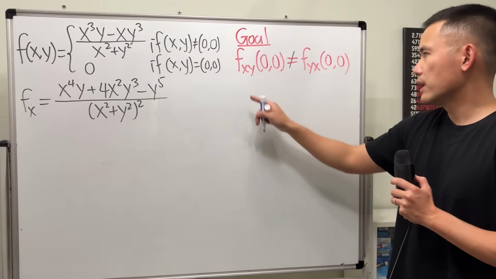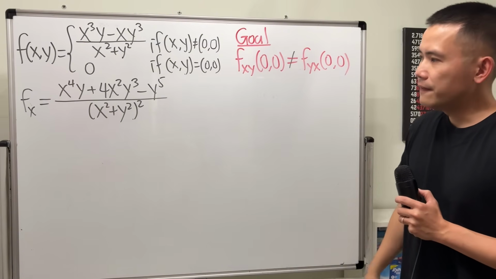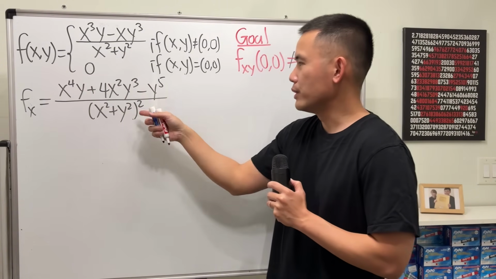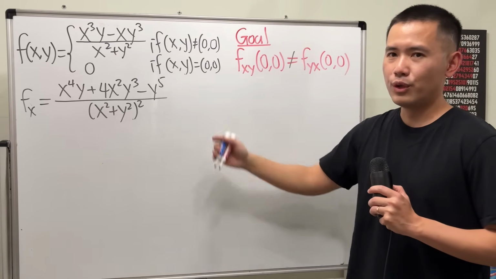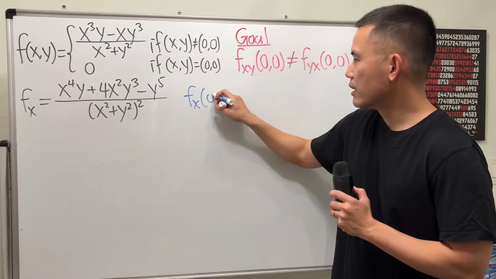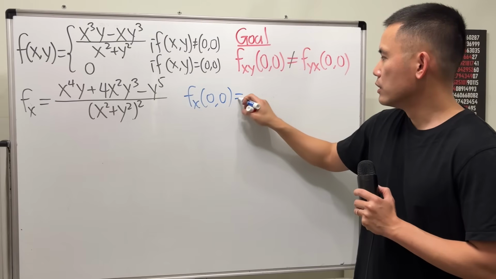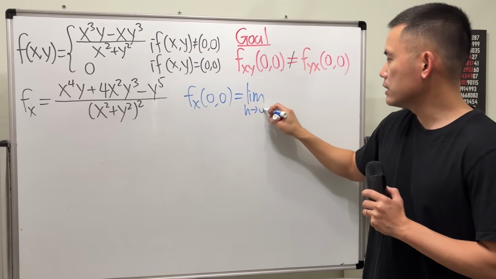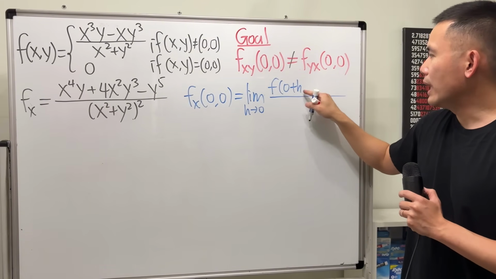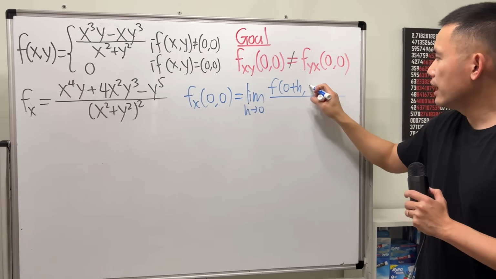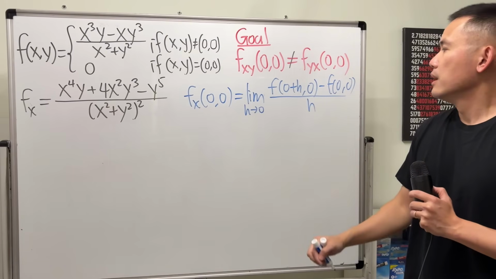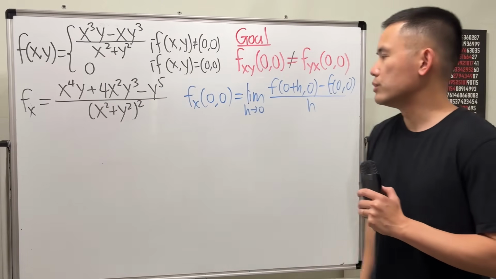Now, in order for us to get to f sub xy at 0, 0, in fact, we also need f sub x at 0, 0. But I cannot just plug in 0, 0 into x and y because otherwise we get 0 over 0. So we will have to use the definition. This right here, remember, x is the variable, so we do the limit as h approaching 0 of f of 0 plus h. You add h in the x component, and then the y stays 0, minus f of 0, 0, over h. This right here is where we have to use that from the original function.